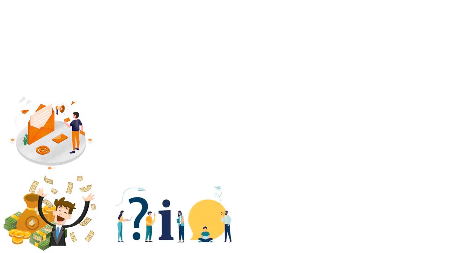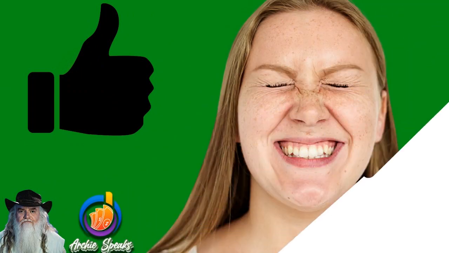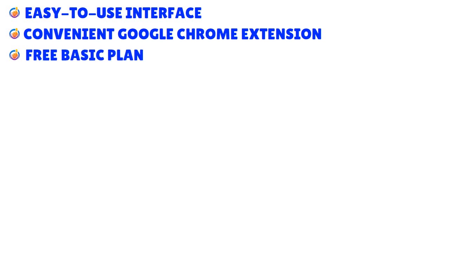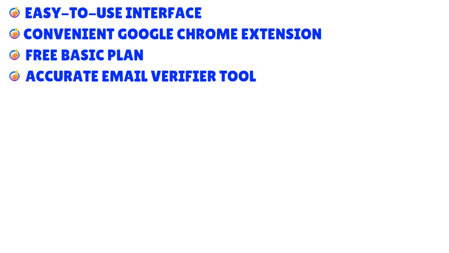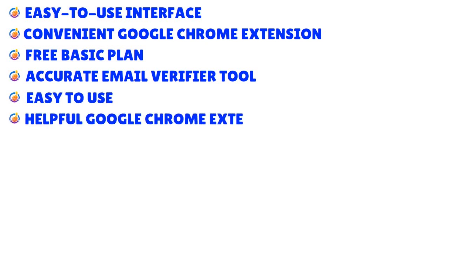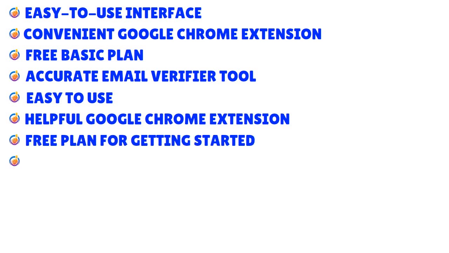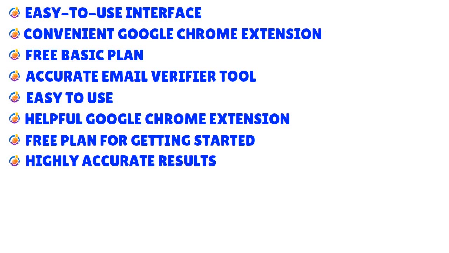When you think about Hunter.io, I want you to think about a few advantages and a few disadvantages. First of all, in terms of pros, you have a very easy to use interface. So in terms of UX and UI, you'll be pleased. You have a convenient Google Chrome extension, a free basic plan, an accurate email verifier tool, and a tool that's very easy to use for all kinds of users. The helpful Google Chrome extension can be scaled at length. The free plan is there to help you get started, and you have highly accurate results. Okay, it's really accurate. What about the cons here?